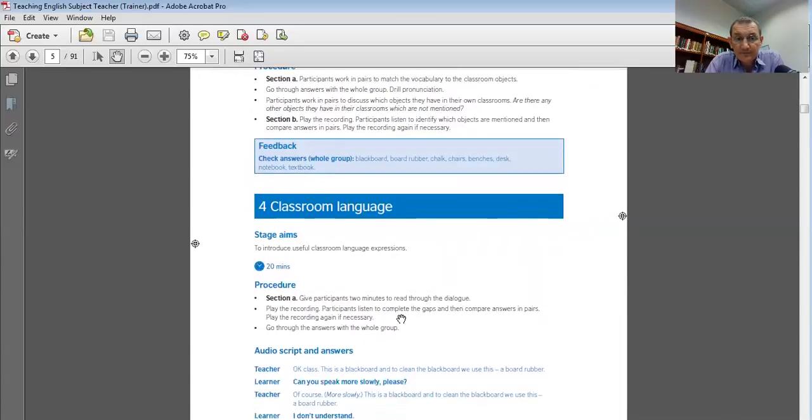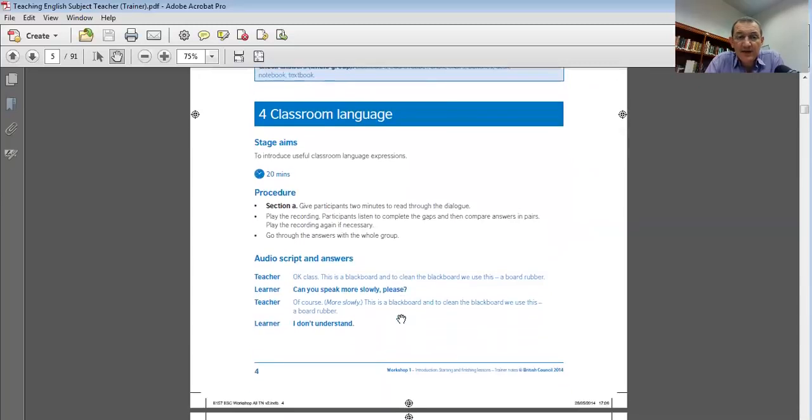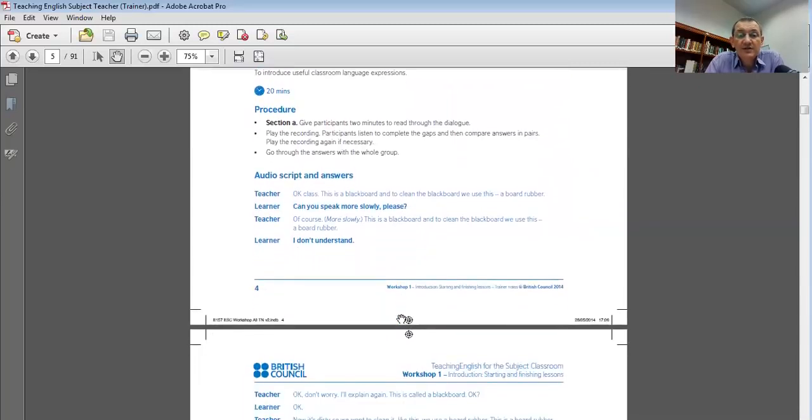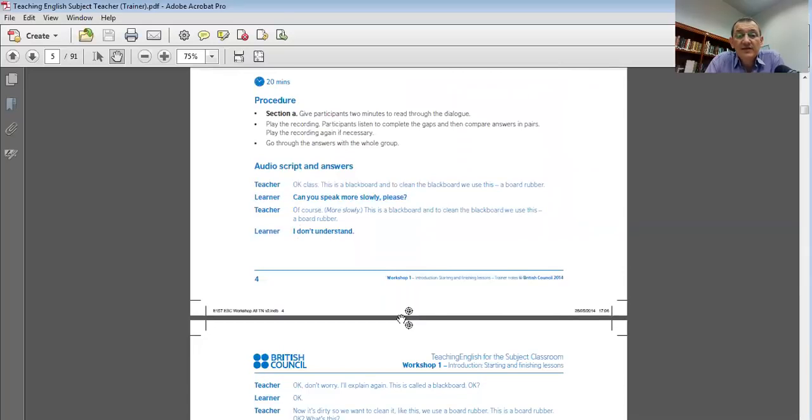Okay. The next stage, classroom language. This is to introduce useful classroom language expressions. 3 steps in the procedure. Give the participants 2 minutes to read through the dialogue quietly to themselves. They don't need to speak. They don't need to say it out loud. Then you play the recording. Participants listen and complete the gaps.